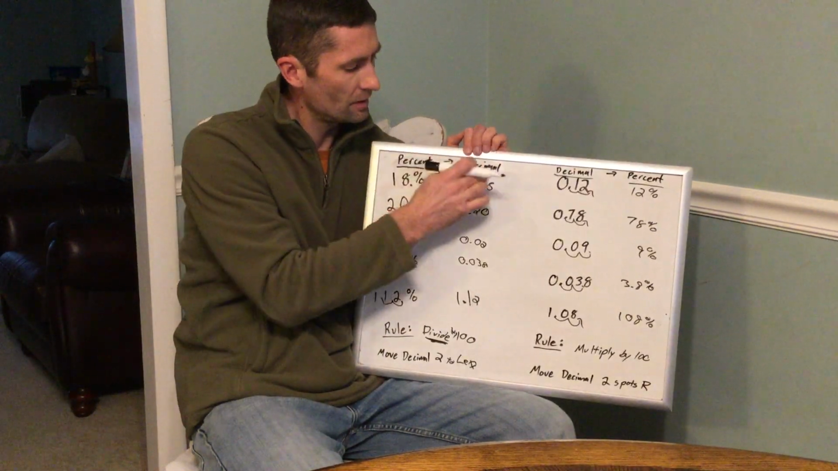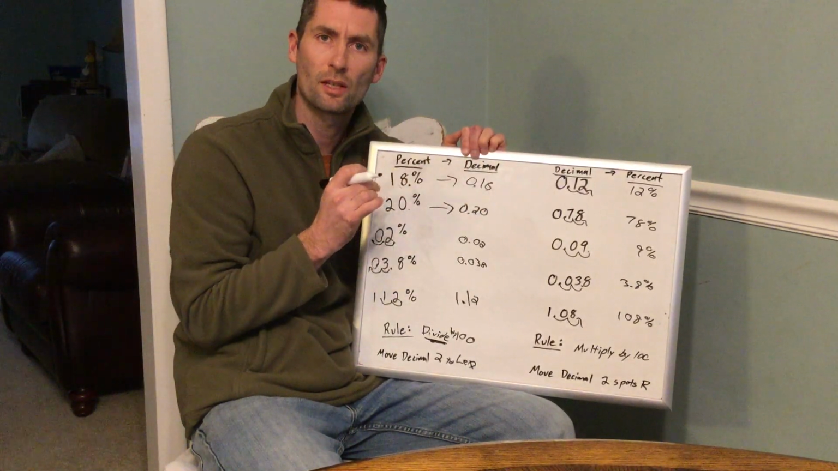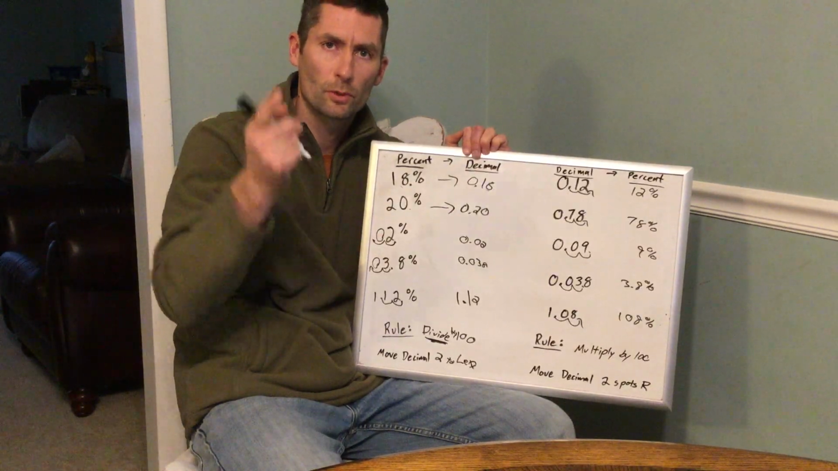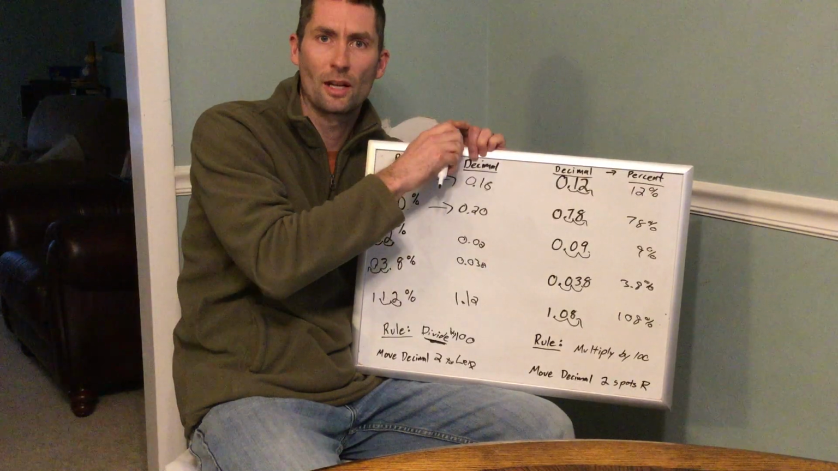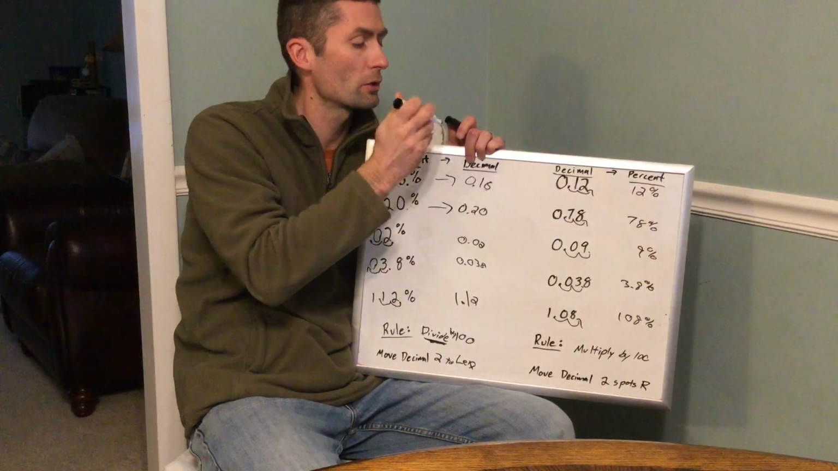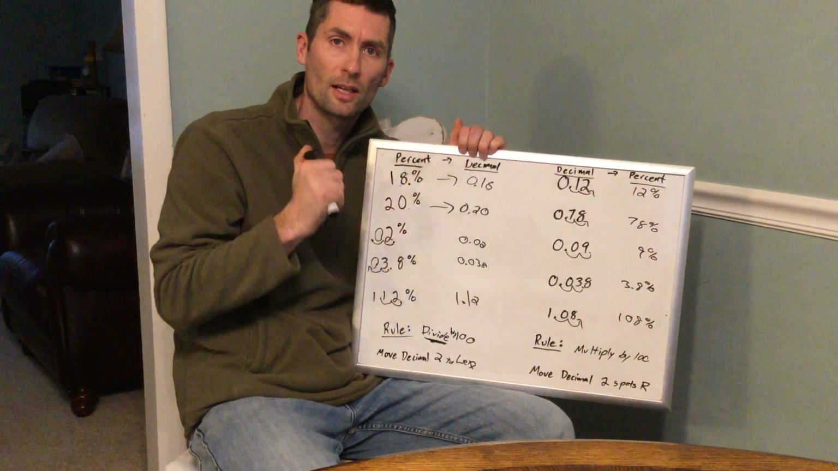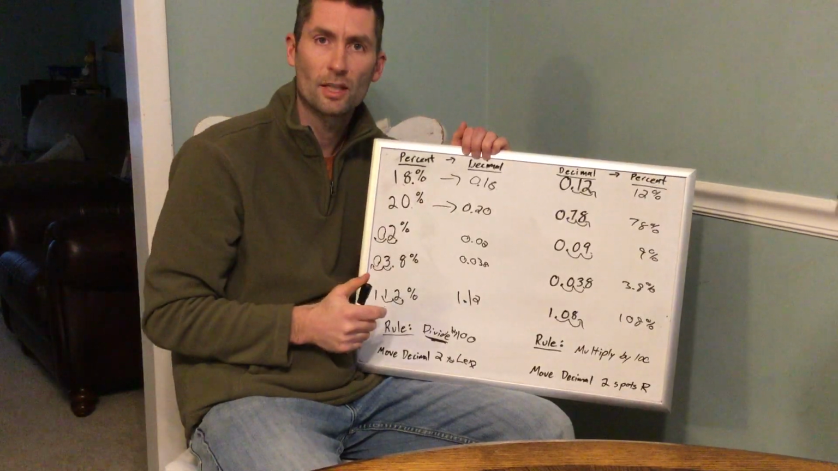When we change percents to decimals or decimals back to percents, remember, it's a real simple rule. We're either going to divide by 100 or multiply by 100. We're just moving that decimal around. Okay, be careful which direction you're going. Always make sure you check and ask the question, does my answer make sense?